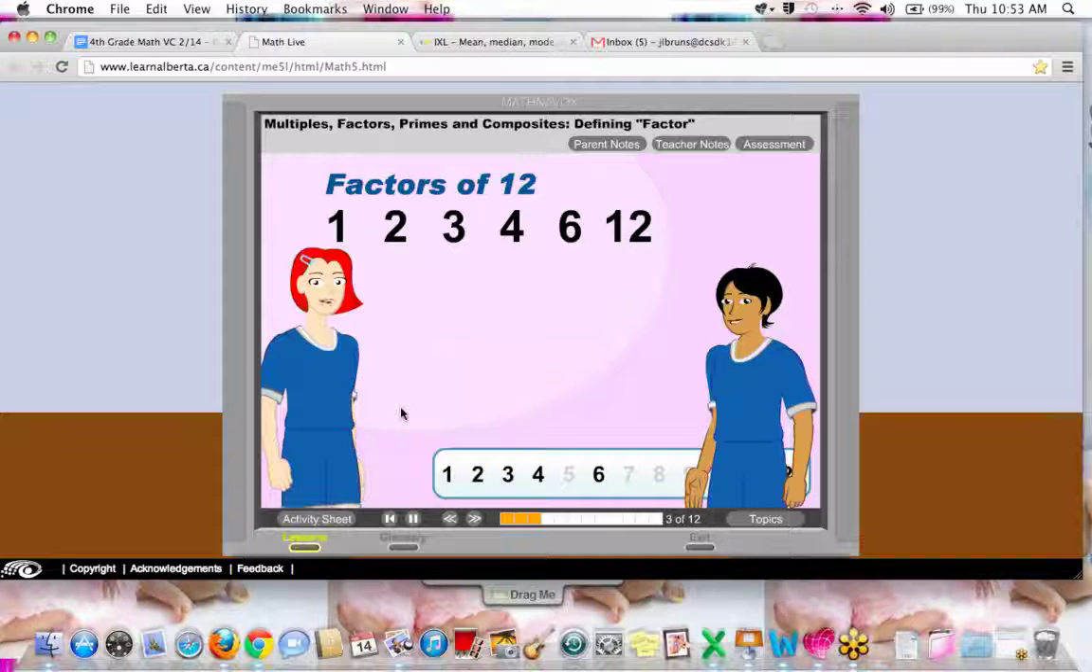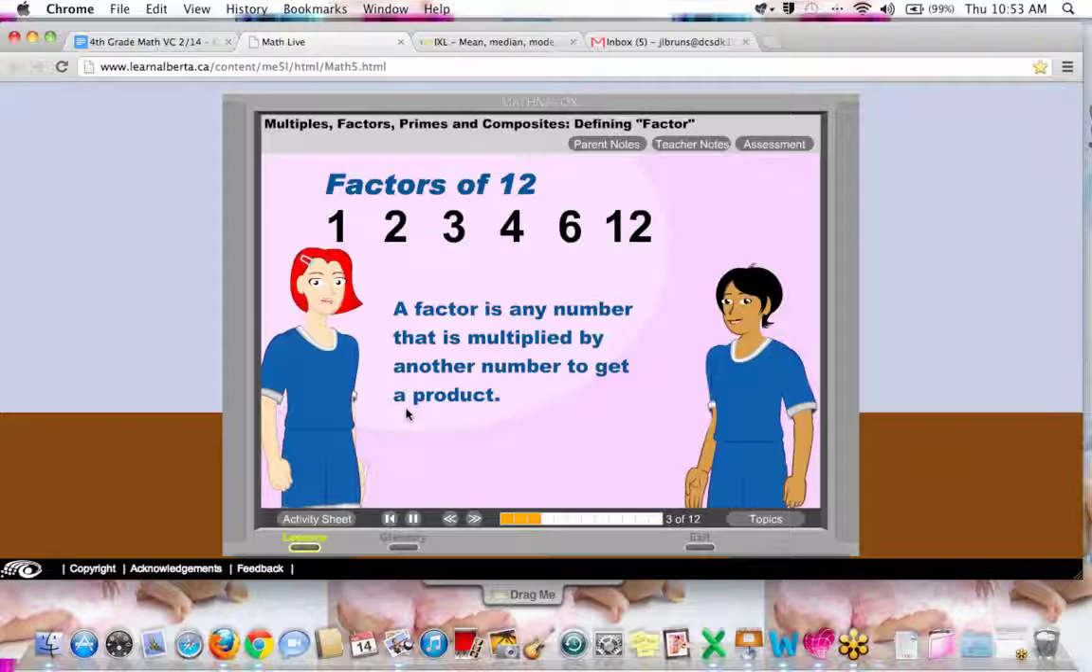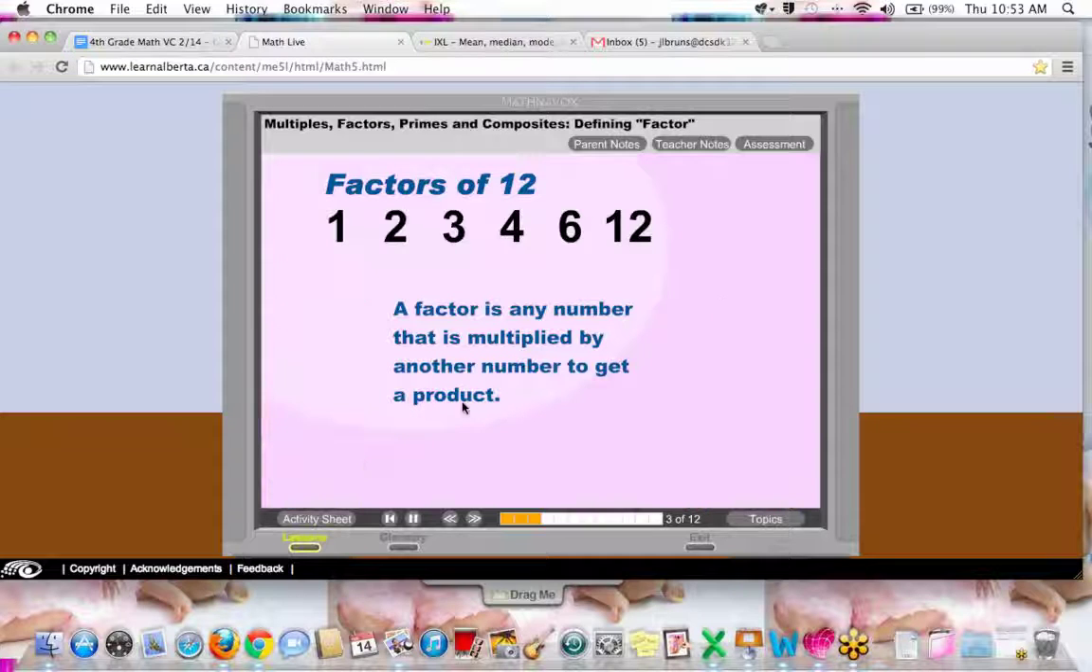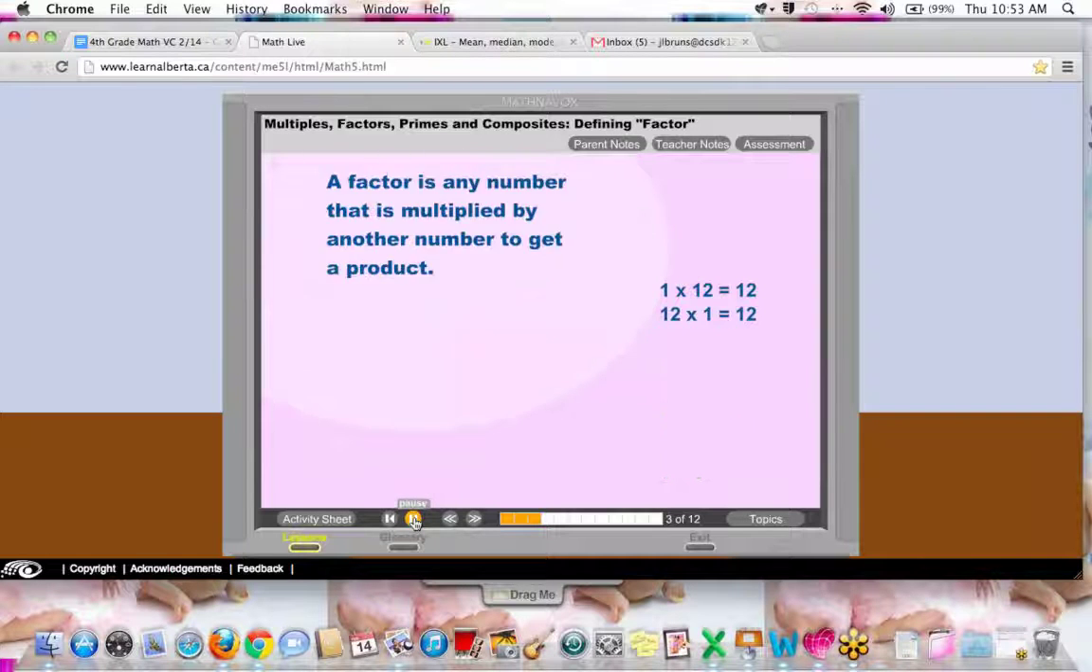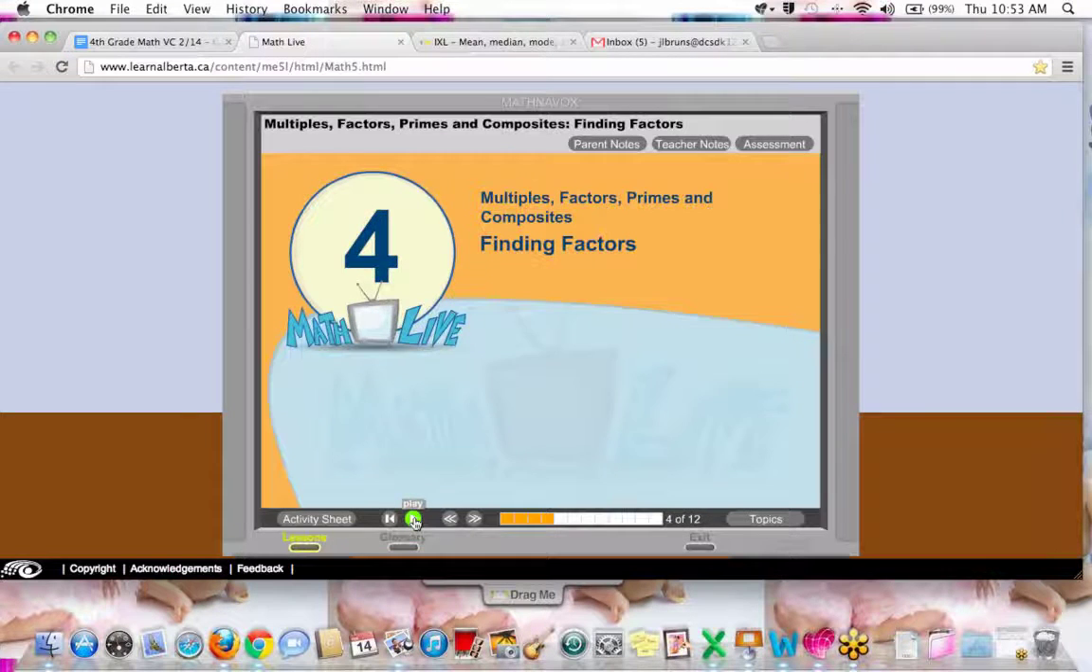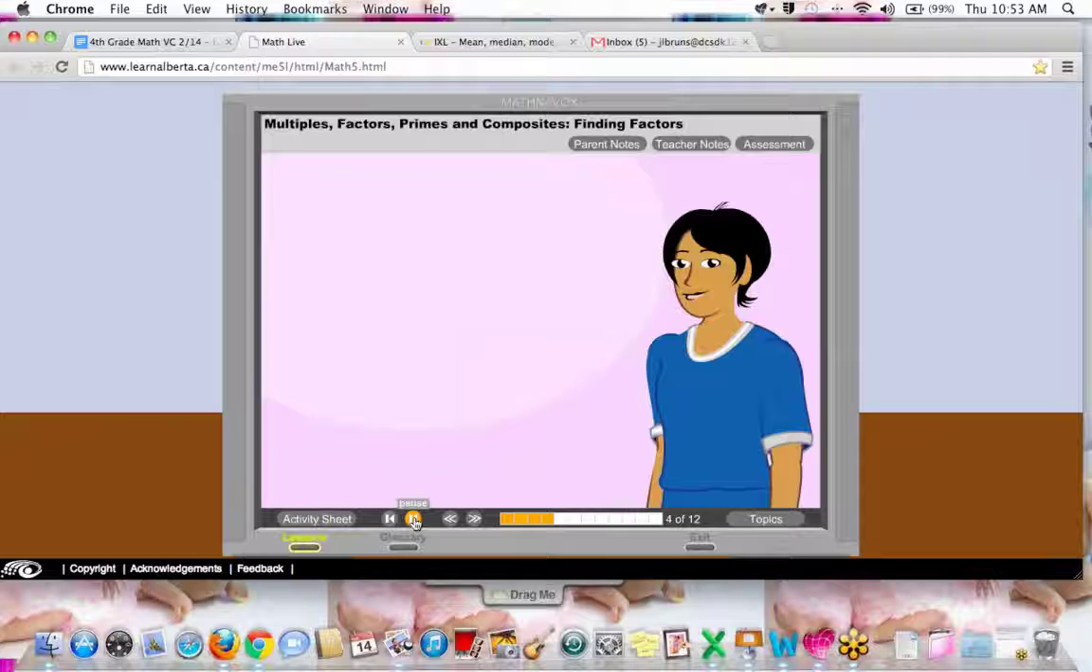Let's take a look at factors. A factor is any number that is multiplied by another number to get a product. Product means an answer in multiplication. In our example with the chairs, we discovered all of the numbers that can be multiplied by each other to get a product of 12. To determine the factors of a given number, you can always start with 1 and the number itself.